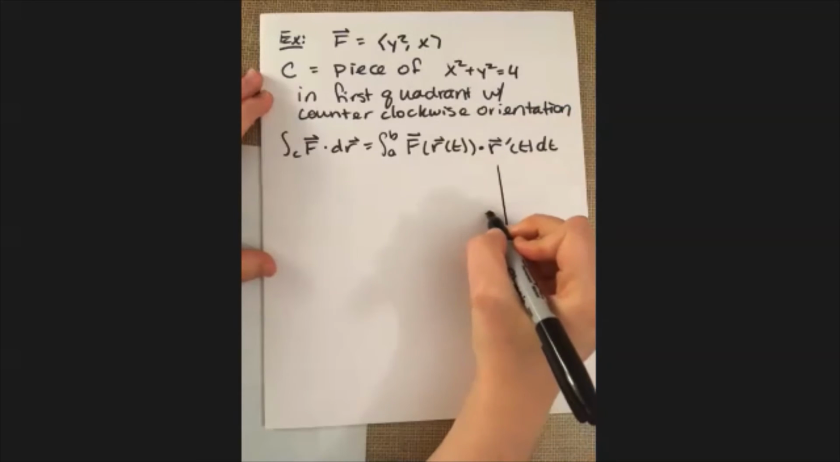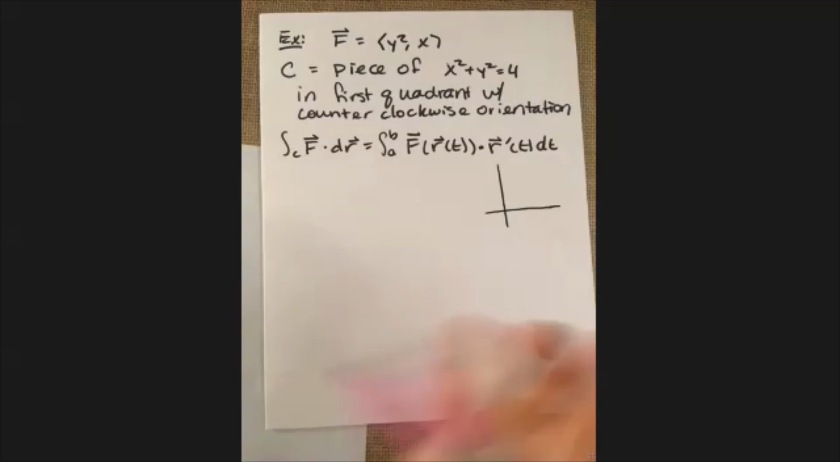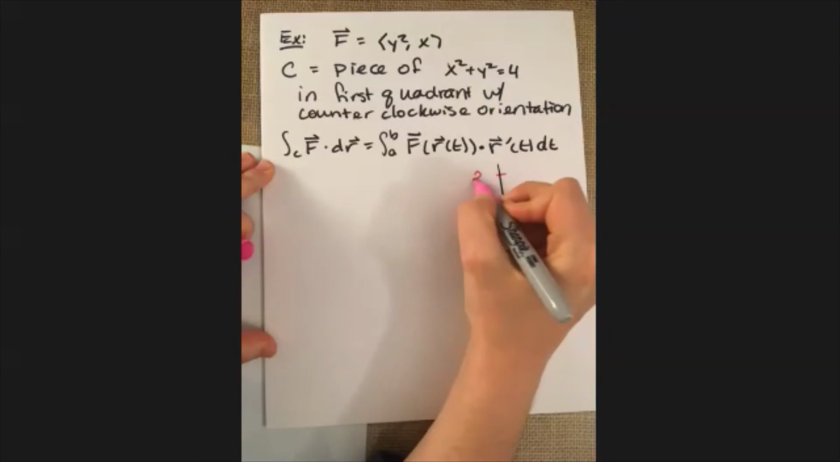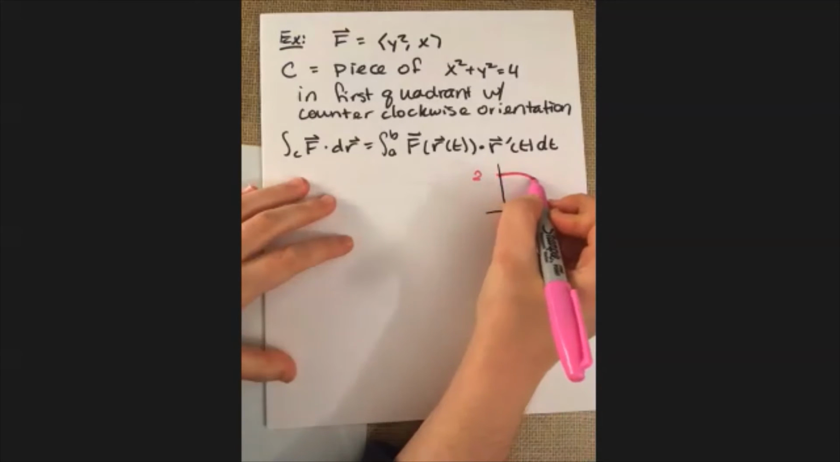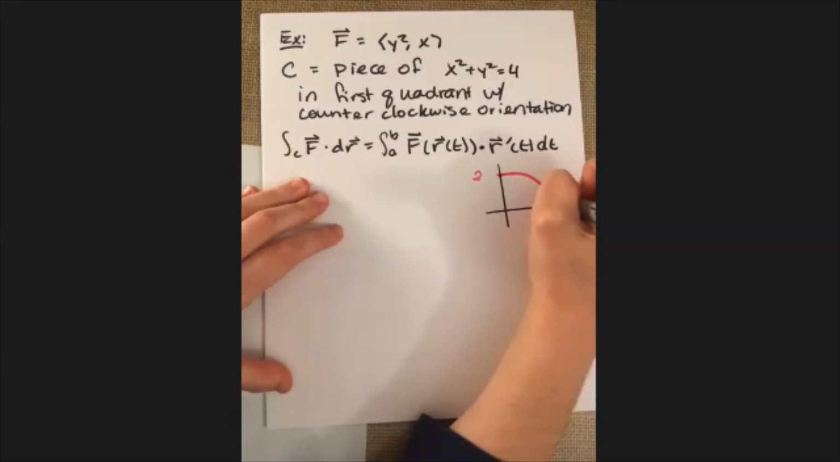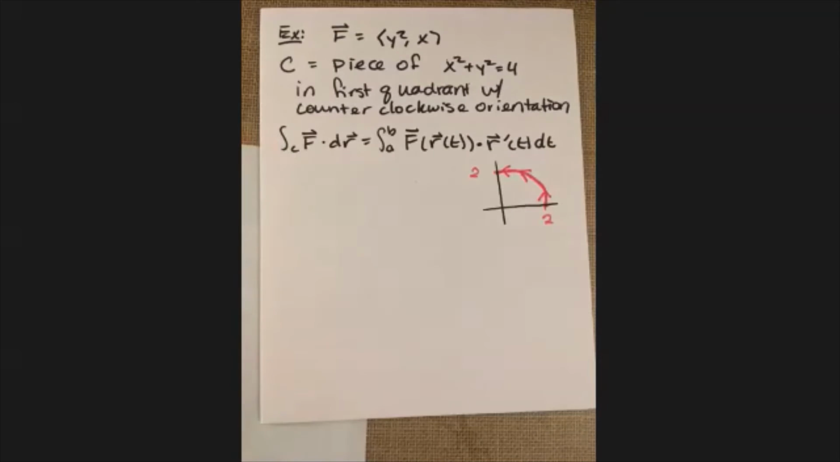So if we sketch it, I'm going to get radius 2 because of that 4 right there. And it's in the first quadrant, so it's this segment like so. And we're told that it has counterclockwise orientation, which means we're going this way. Okay. And that counterclockwise orientation gives us information about the endpoints of our curve.